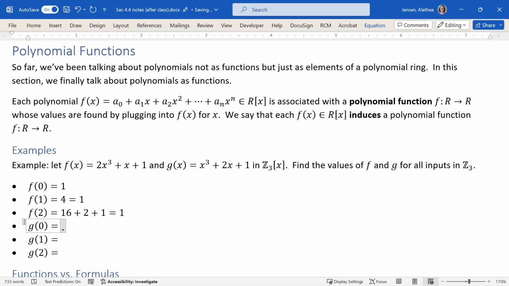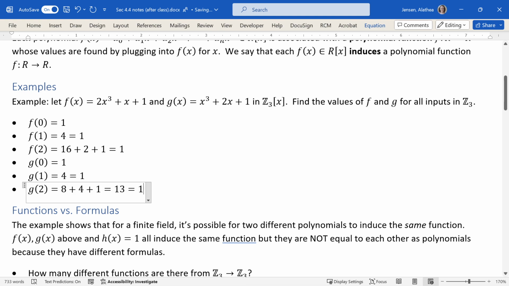And then for g, when I plug in 0, I'm getting 1. When I plug in 1, I'm getting 1 plus 2 plus 1, which is 4, which is also 1. And then finally, 2 cubed is 8 plus 4 plus 1, so that's 13, which again mod 3 is 1. The interesting thing here is that these two polynomials induce the same function. This is possible when you're in a finite field: you can have 2 different polynomials that induce the same function.